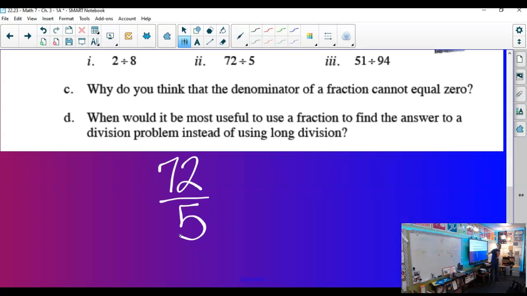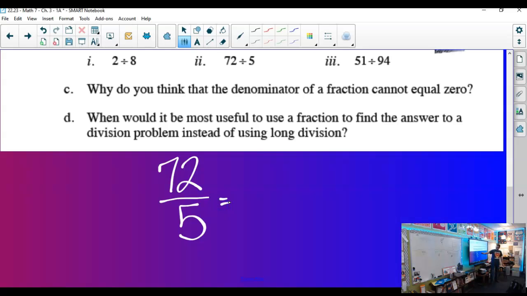All right. 72 divided by 5 becomes 72 over 5. Mila, what can I do with 72 over 5? What kind of fraction is it? So it's improper. Let's take it back to a mixed number.